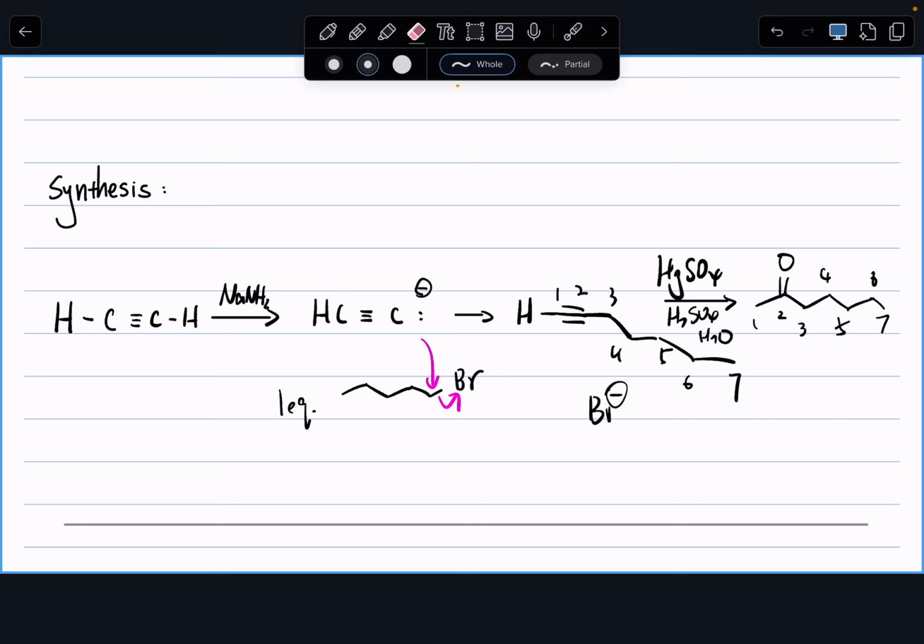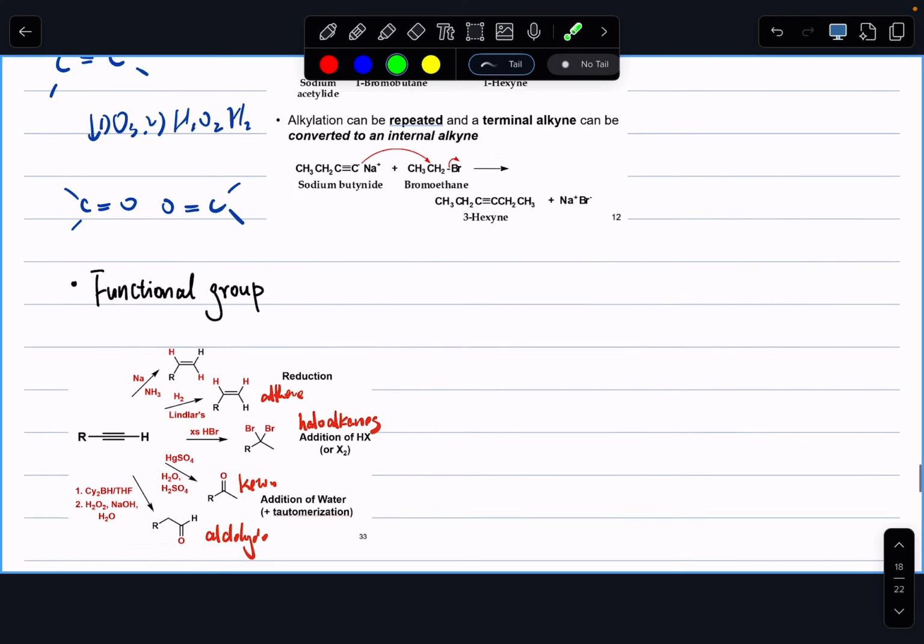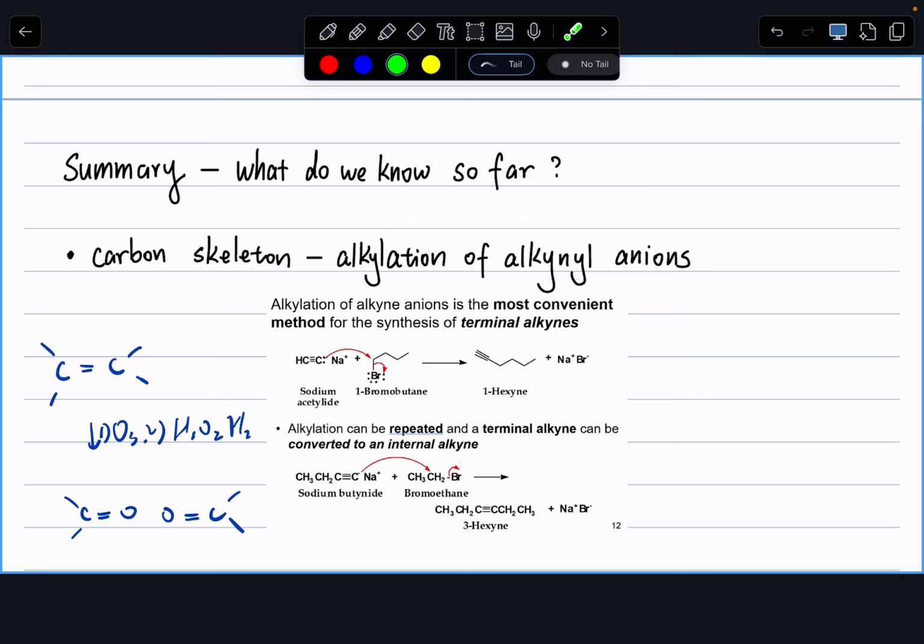Yeah, question. How did you get the chain with the bromine, like you said, you look at the haloalkane? Well, when we're doing the analysis, remember the first step is analyzing how does my carbon skeleton change. We only have two tools in our toolbox right now. One is alkylation, which is here, alkylation of alkynyl anions. So this is the elongation of your carbon skeleton. Or we have ozonolysis, which is shortening of my carbon skeleton.